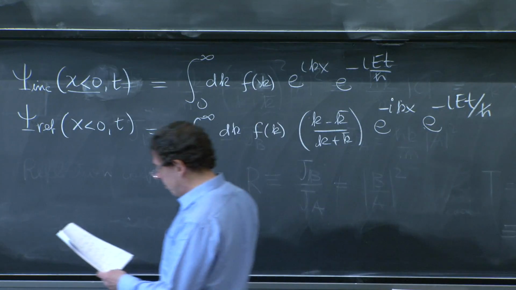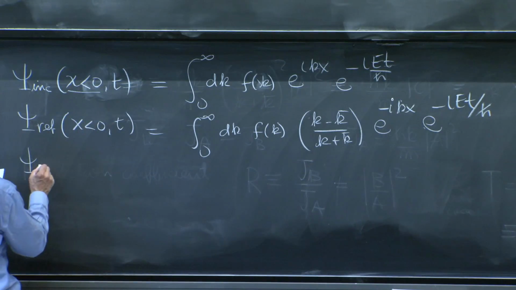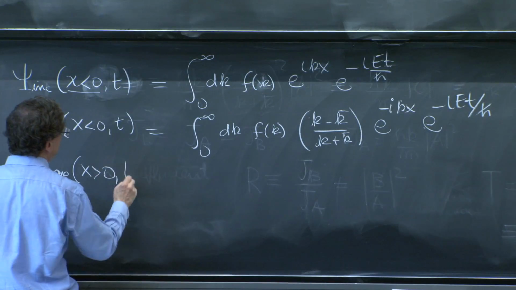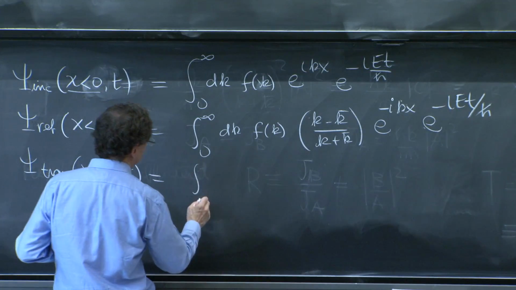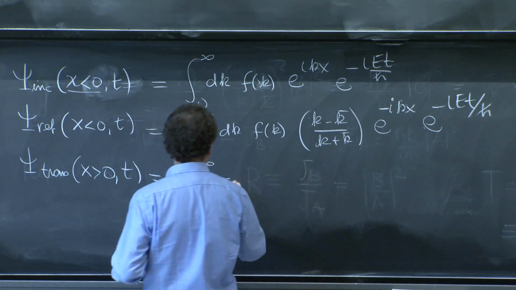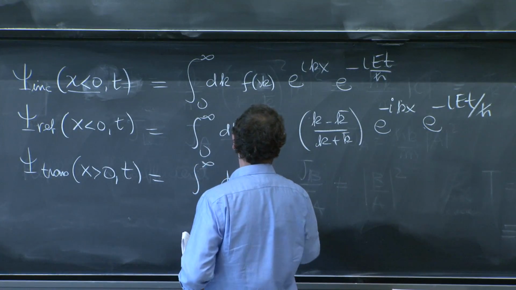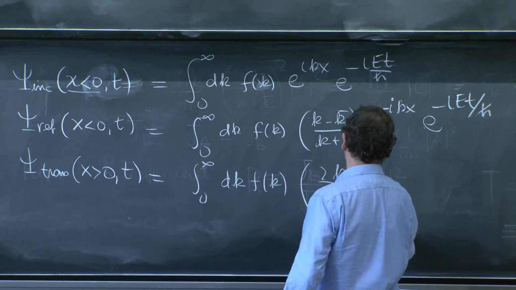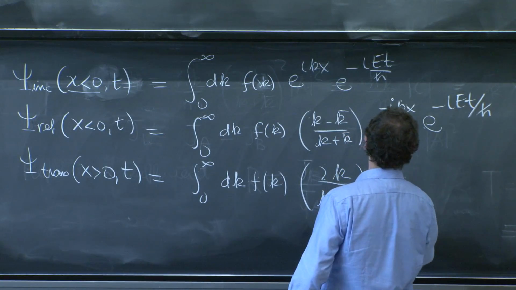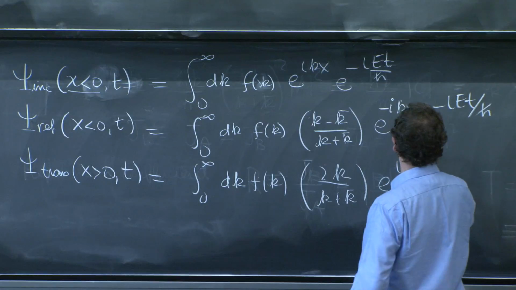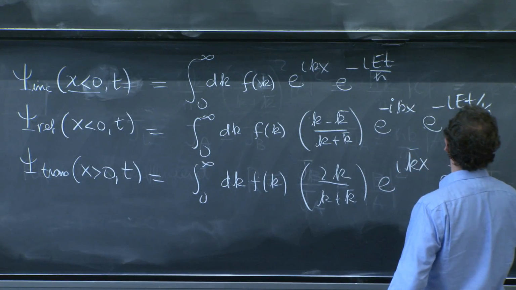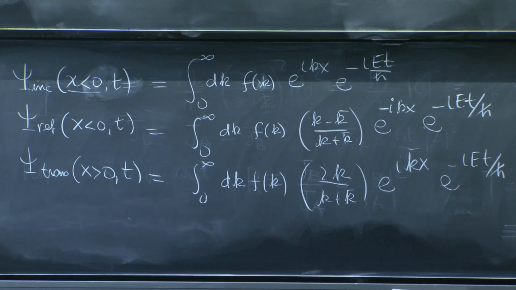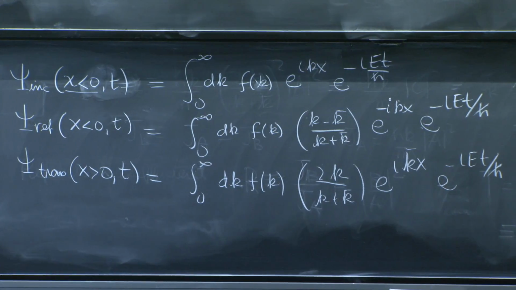And we have a transmitted wave, psi transmitted, for x greater than 0 and t. And that would be the integral from 0 to infinity dk f of k, 2k over (k plus k bar), e to the ik bar x e to the minus iEt over h bar. Okay, lots of writing, but that's important.